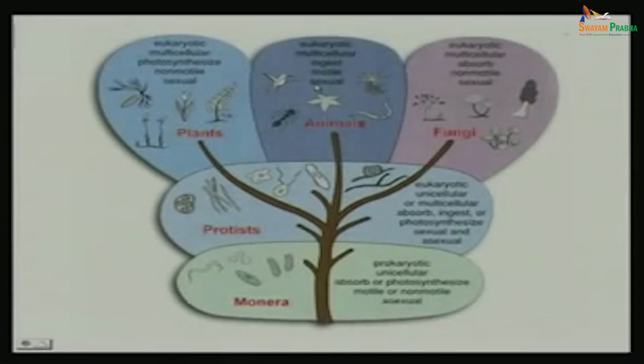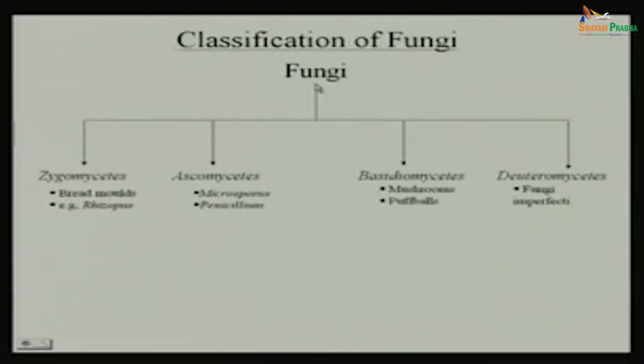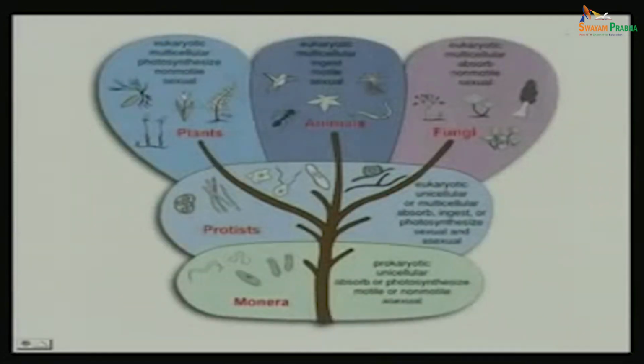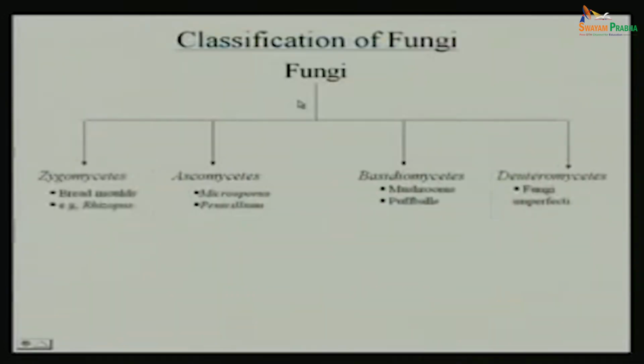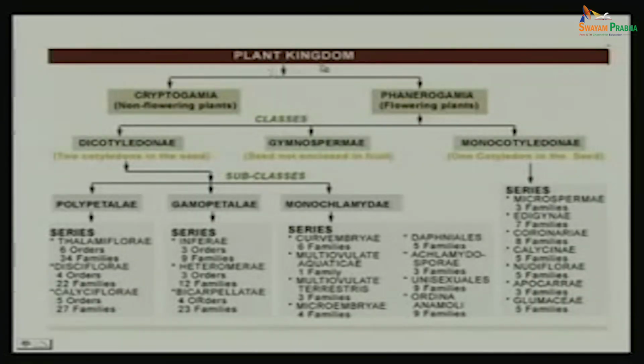Now, if we further go for this classification of three developed eukaryotic species, fungi, plant and animal, we can further classify these fungi into different groups like zygomycetes, ascomycetes, basidiomycetes and deuteromycetes. So, depending upon its development, these fungi are further categorized into different groups. The next is the plant kingdom.